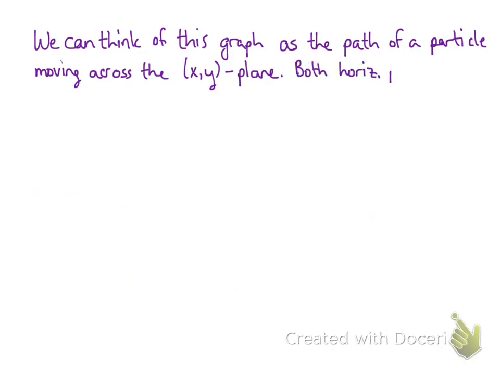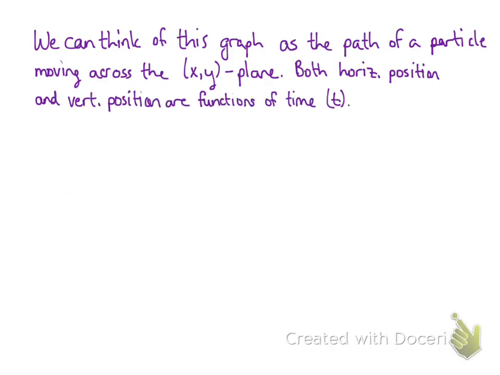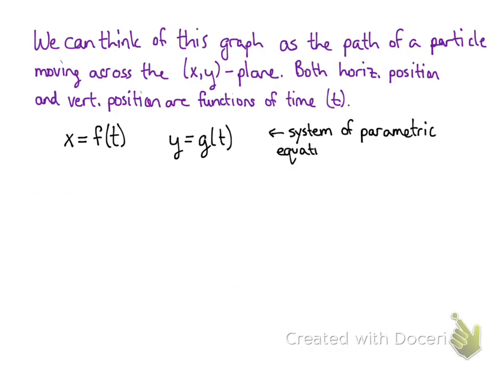Well, if it's like that, then the horizontal position of my stylus and the vertical position of my stylus are both functions of time. So I can write the x-coordinate as a function of time and the y-coordinate as a different function of time. And what I have is a system of parametric equations, or just sometimes we say parametric equations for the curve, with the parameter being time, or t.